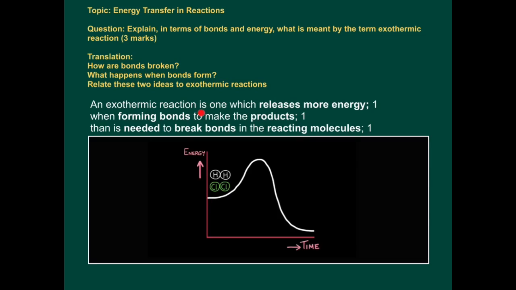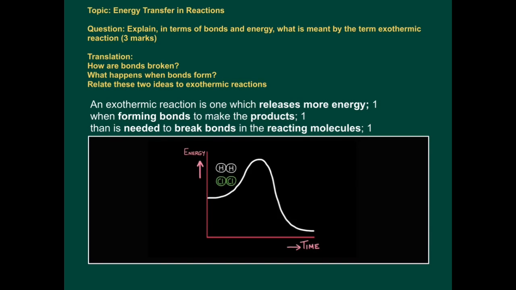So an exothermic reaction is one which releases more energy when forming bonds to make the products than is needed to break the bonds in the reacting molecules. So we can see here we have reacting molecules and they're held together by bonds. Now we need to increase the energy level to break those bonds. So we need to input some energy here.